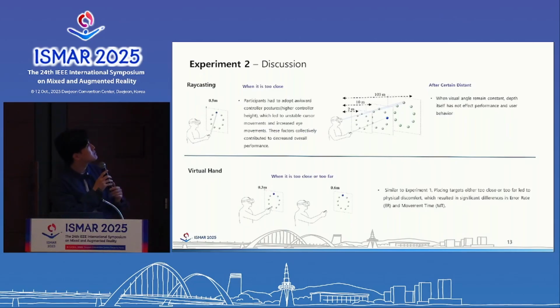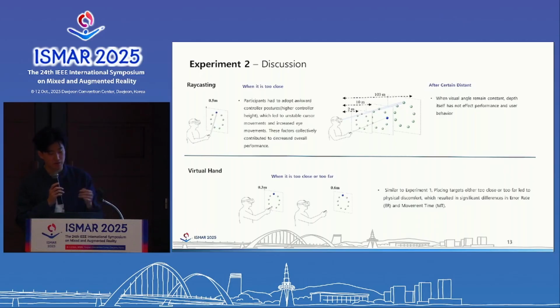So in experiment 2, for raycasting, when it's too close, similar to experiment 1, participants had to adopt an awkward controller posture, such as a higher controller height, which led to unstable cursor movement and increased eye movements. And these factors collectively contribute to decreased overall performance. But the interesting thing is, after a certain distance, since the target appears the same when the visual angle remains constant, depth itself does not affect performance or even user behavior.